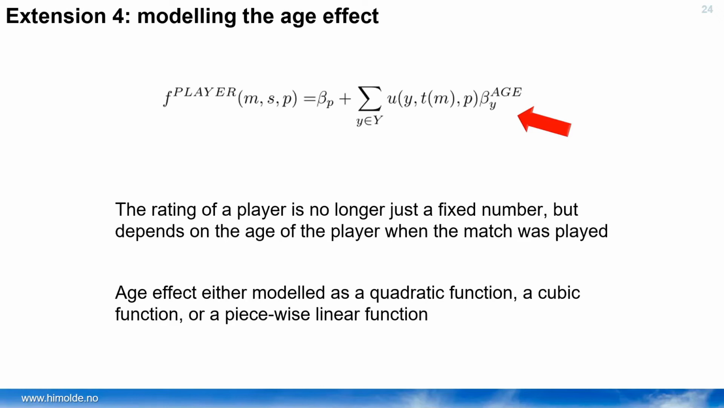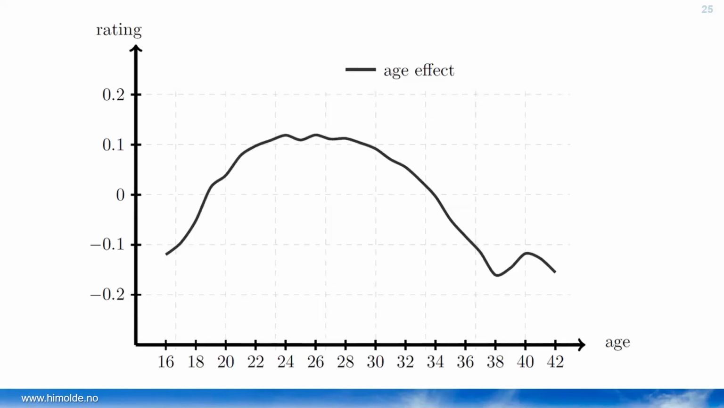The realization here is that players evolve over time. Thus, it is not reasonable to assume that they play equally well at all points in time through a long career. An age effect is therefore included, which allows players of different ages to have a certain offset added to their base rating. Here we see an illustration of how the age effect is estimated by the model.